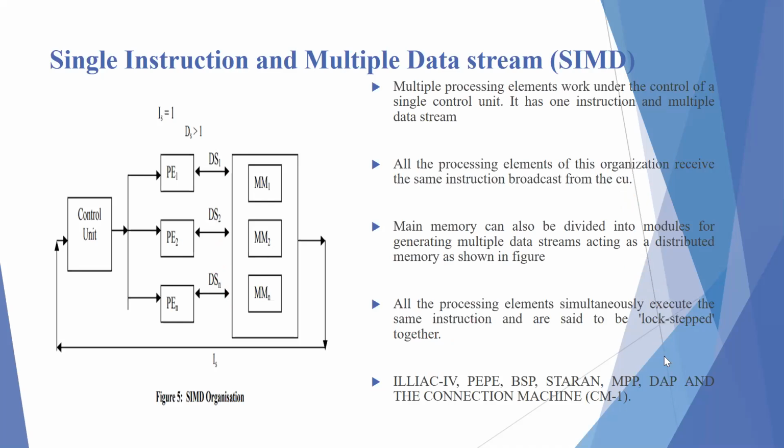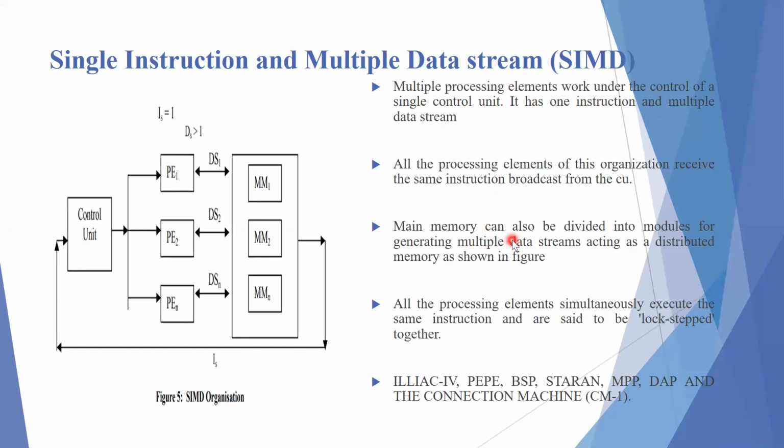These are very simple architectures. In wireless communication, we talk about something called MIMO structures. Similar to those, we have them in computer architectures also. The multiple processing elements here work under the control of a single control unit. It has one instruction and multiple data streams. All processing elements of this organization receive the same instruction broadcast from the control unit, as I was saying.